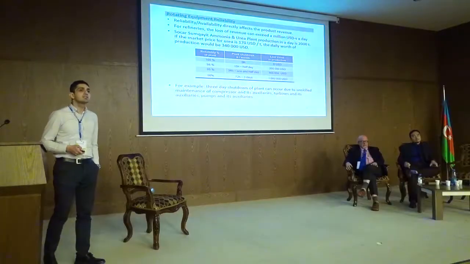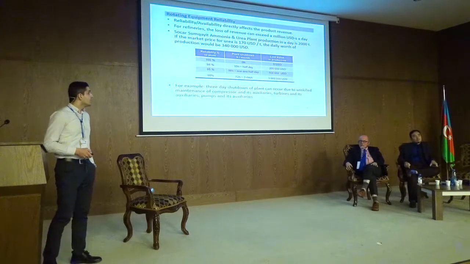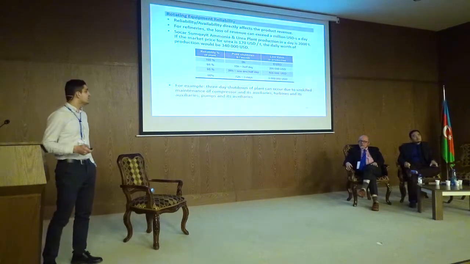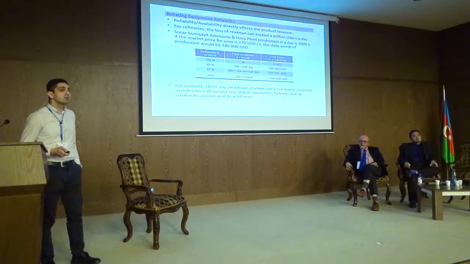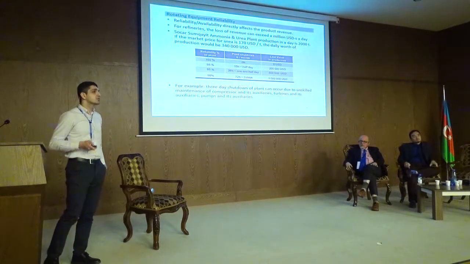So considering that the total daily production is 200 tons per day, and considering that the price for the urea is $170 per ton, if we stop the plant for 3 days, the revenue loss for the plant would be like $1 million.